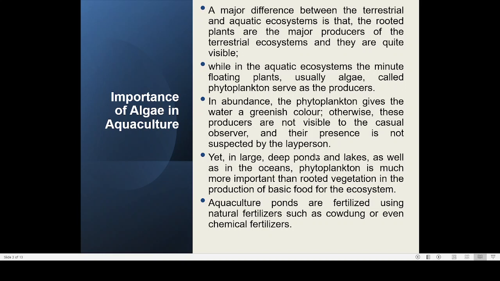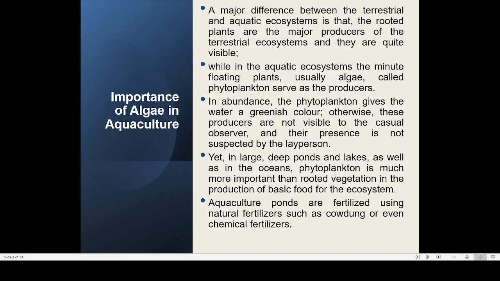Now in large deep ponds and lakes, as in the case of the ocean, phytoplankton is much more important than rooted vegetation. For example, the ocean is a very large area, but large quantities of smaller microscopic algae will be there, and this algae plays a very important role in production of food in the ocean. They are the principal source of food for many animals, including the blue whale. They are all feeding on small algae.